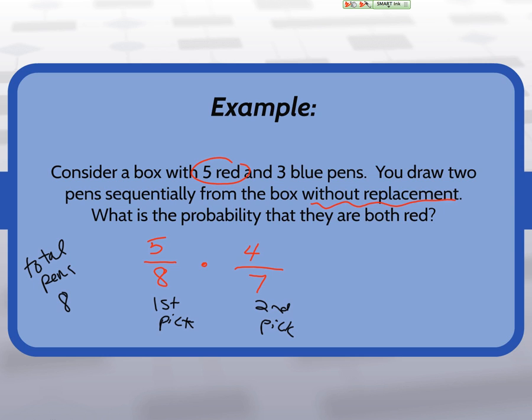Do pay attention, because if the question was one red pen and one blue pen, there'd be 3 out of 7 blue pens. You know, I might not have to subtract, so just make sure you are paying careful attention. Once I have this set up, I just multiply straight across as per usual. So I have 20 over 56, which reduces to 5/14 or 0.357.